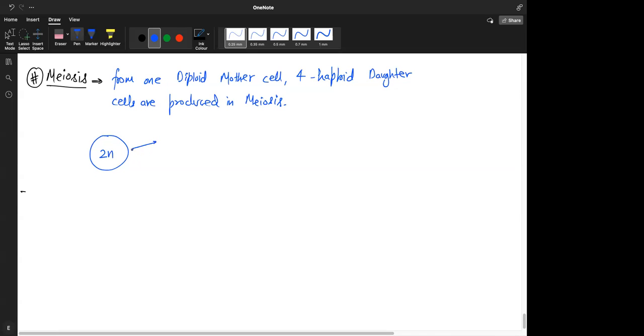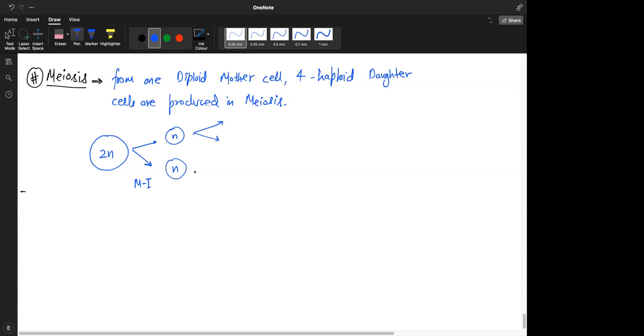Now, in one cycle of meiosis, there are 2 mini cycles. So there are 2 cell cycles in one meiotic division cycle. The first is called meiosis 1, M1, and meiosis 1 is reductional. In this, 2 cells N and N are found. You understood?